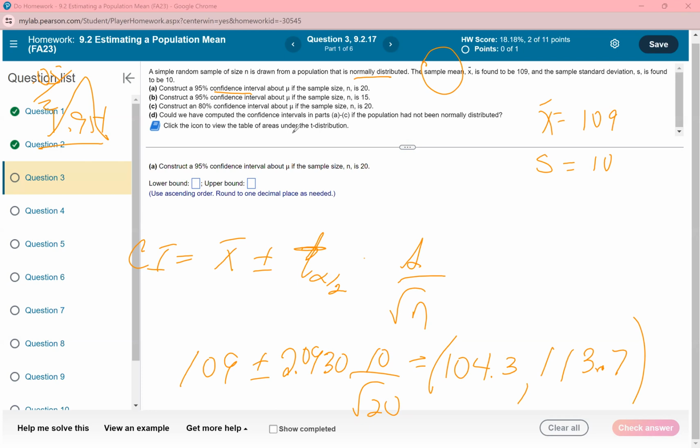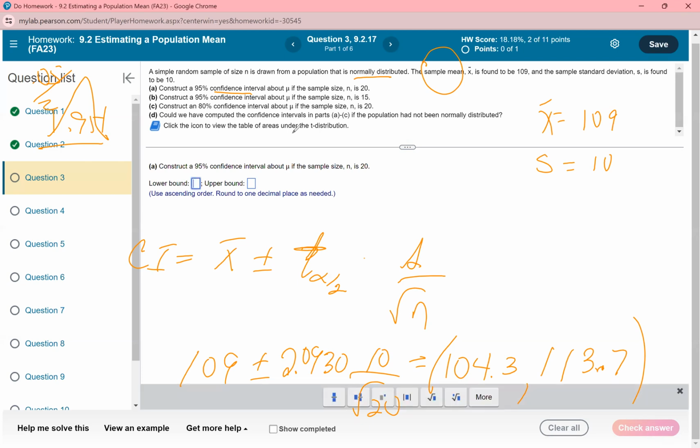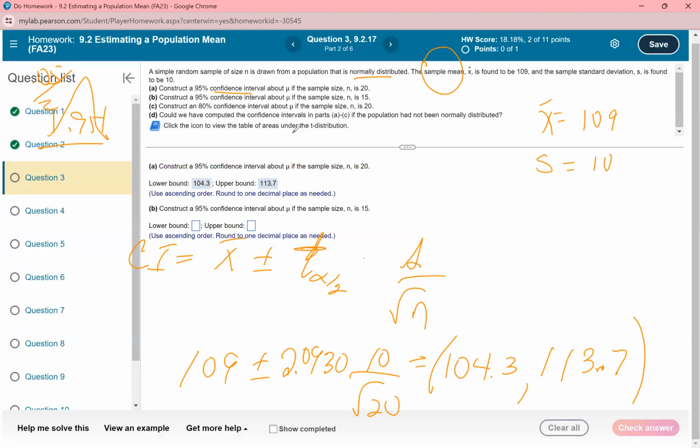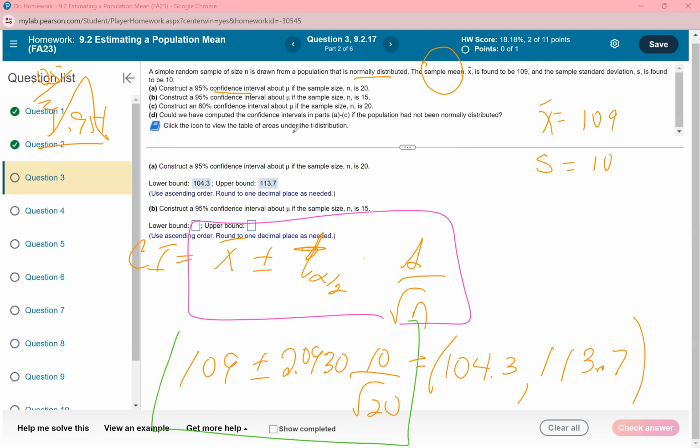All right, so let's go type this answer in. 104.3, upper bound 113.7. Now, for my test, I don't need the formula written. I don't need this in the pink box written, but you must have this written, okay? And then your answer is typed in. So again, this must be written.